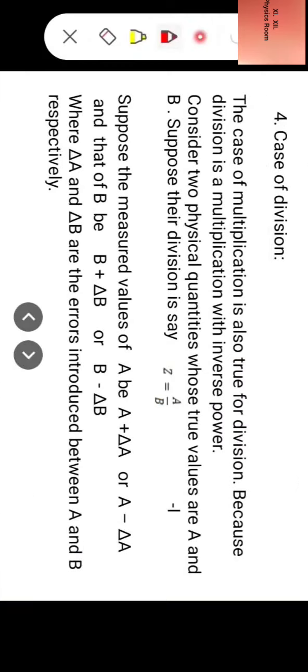Now, case of division. The case of multiplication is also true for division, because division is a multiplication with inverse power. Consider two physical quantities whose true values are A and B. Suppose their division is, say, Z equal to A by B. Let us mark it as equation 1.